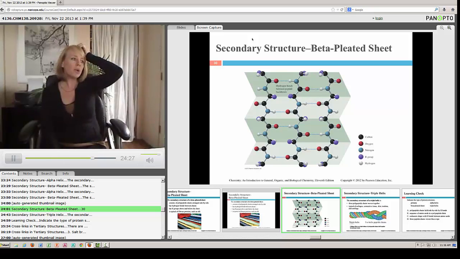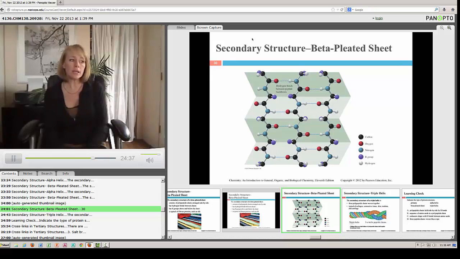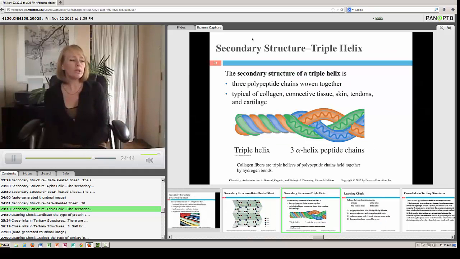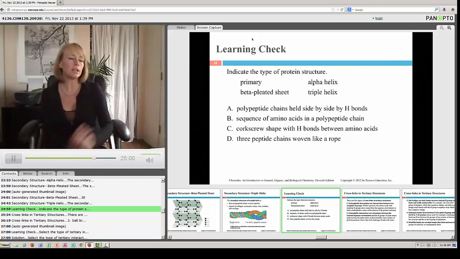Okay, so when we are defining what we're looking at, the primary structure will be the sequence of amino acids on a polypeptide chain. This is just a question that might be asked on the final exam, for instance. If you were to find a corkscrew shape due to the hydrogen bonding between amino acids, you'd be describing an alpha helix. If you had 3 peptide chains that wove together like a rope, that would be considered a triple helix. And if we had polypeptide chains that were held side by side with hydrogen bonding, that would be a beta sheet.